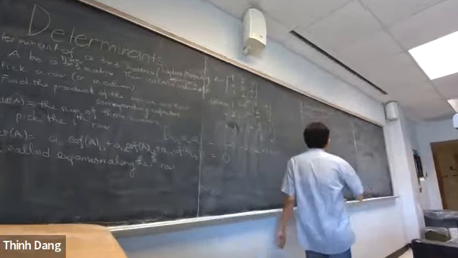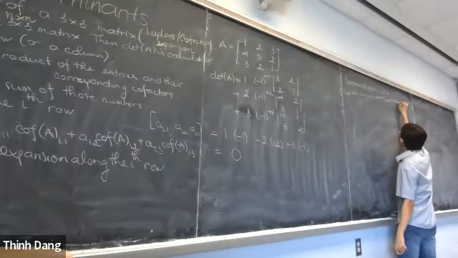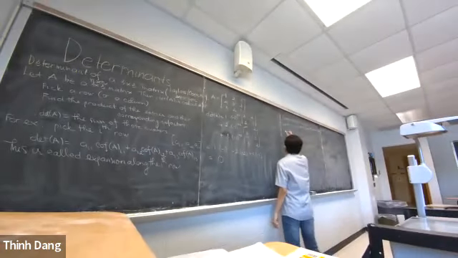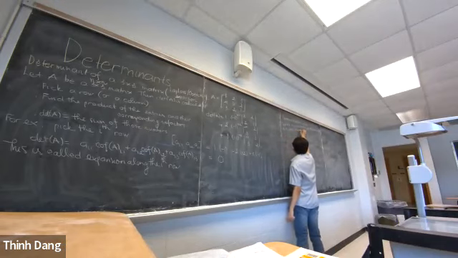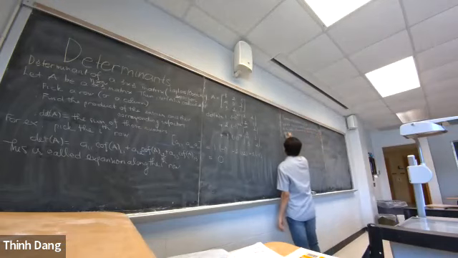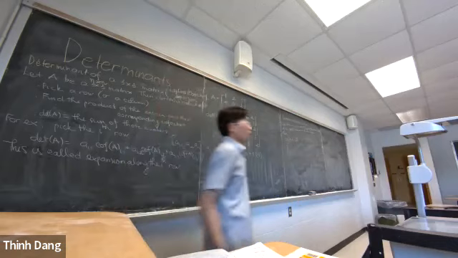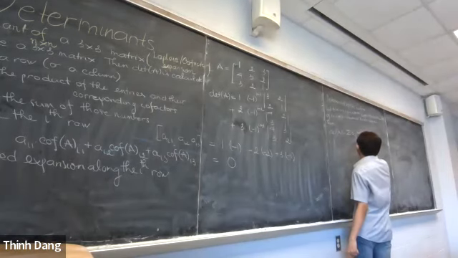Okay, and suppose the determinant of (n-1) by (n-1) matrices is defined. Then the determinant of matrix A is actually equal to the sum of aij multiplied with its cofactor Aij.